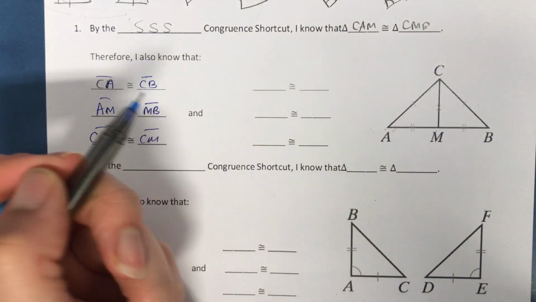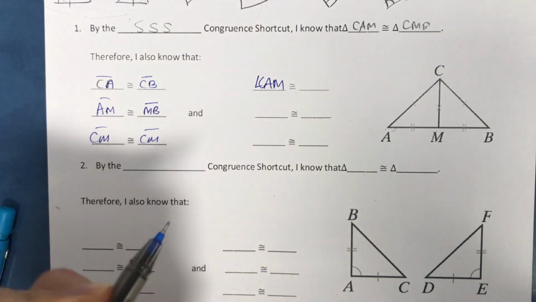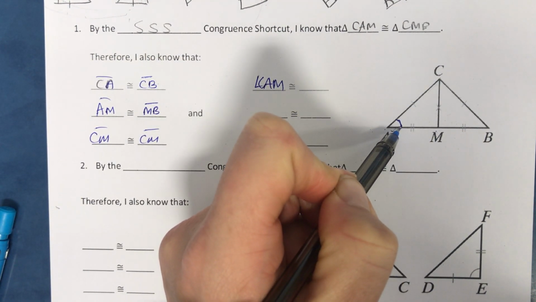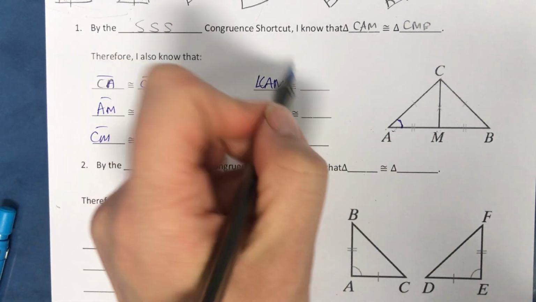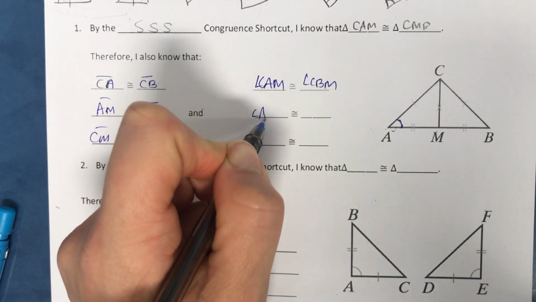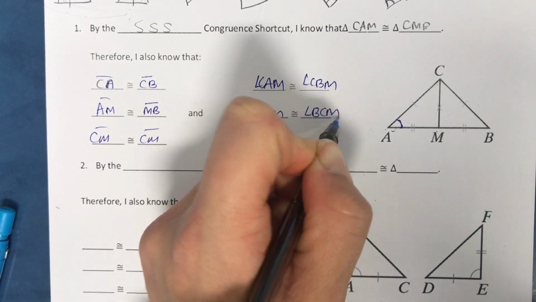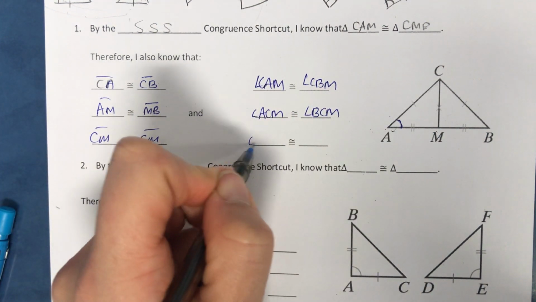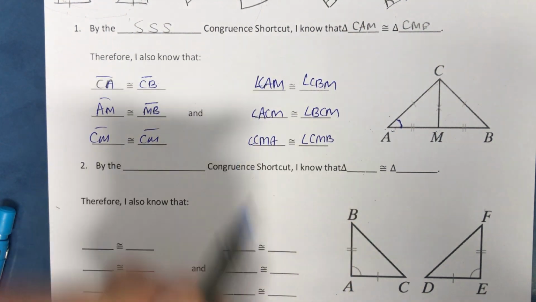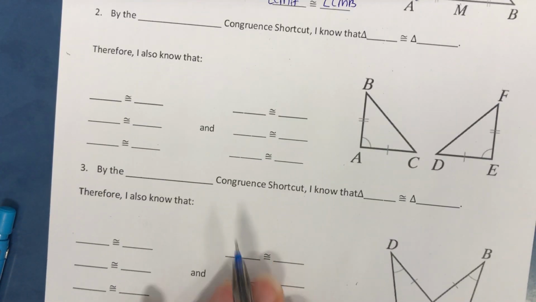Next, I'm thinking of the angles. So angle A, or let's call it CAM to be specific. So angle CAM is congruent to CBM. Angle ACM is congruent to BCM. And CMA is congruent to CMB. So just naming which angles and which side lengths are congruent. So you try the next two.